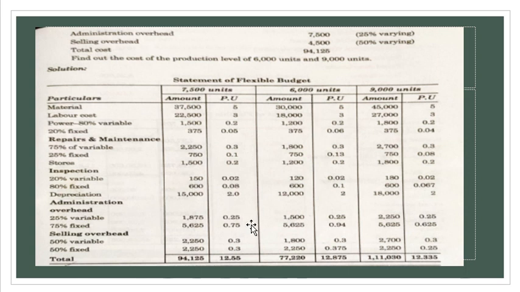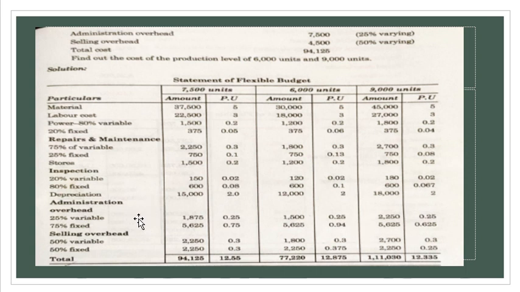So now for 6,000, per unit will remain same. So 2 into 6,000 will give us 12,000. Then 2 into 9,000 will give us 18,000. So the next expense is administration overhead. And administration overhead is 7,500. In 7,500, they have stated in brackets 25% is variable, which is 1,875. 1,875 divided by 7,500 units, which will give us 0.25. So now 0.25 into 6,000 units will give us 1,500. Then for 9,000 units, 0.25 into 9,000 will give us 2,250. So this is your variable expenses for administration overhead.